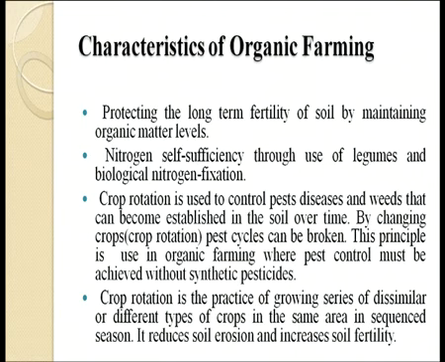This principle is used in organic farming, where pest control must be achieved without synthetic pesticides. Crop rotation is the practice of growing a series of dissimilar or different types of crops in the same area in sequence season. It reduces soil erosion and increases soil fertility. Now, biofertilizers. Microorganisms are important constituents of fertile soil.